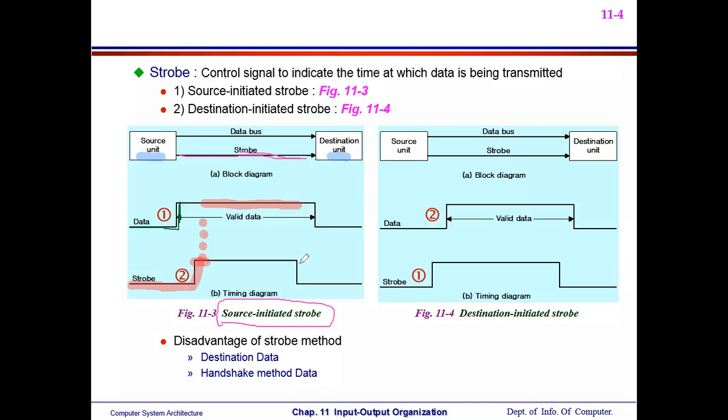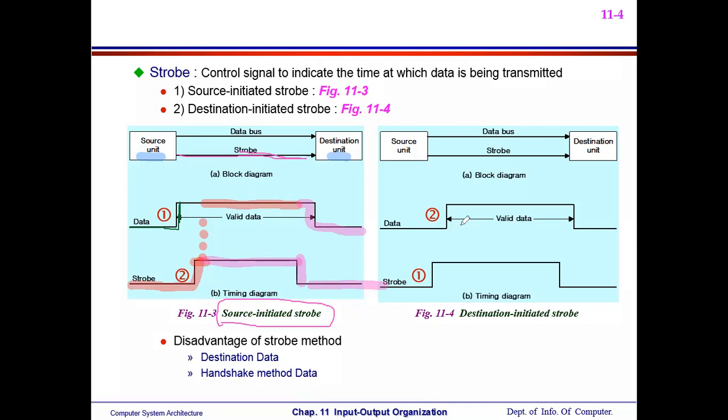When the strobe is inactivated, the data transfer is completed. First the data is initiated, then the transfer of data starts, but the data is valid and transferred to the destination only after the strobe is activated. Who initiated this strobe? The source only. The source initiates the strobe when it knows that it is ready to send data. Then the strobe is activated and data is transferred. That is the source initiated strobe.